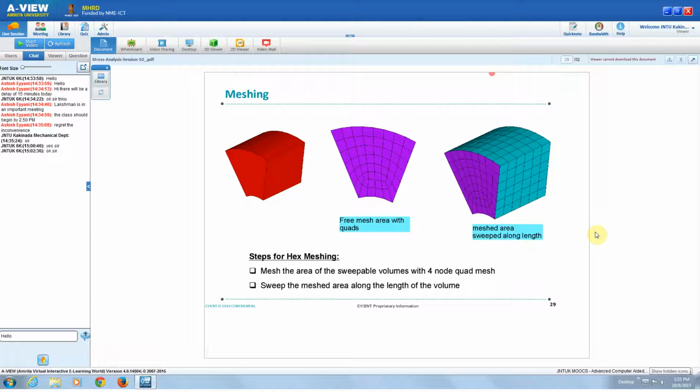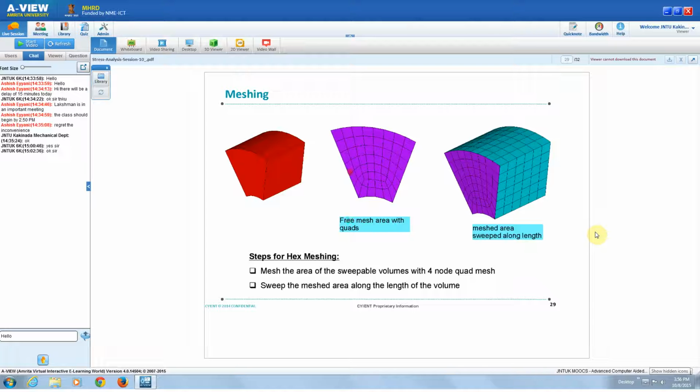Now coming to meshing, we have been discussing free mesh, mapped mesh, and tet mesh. What is the basic difference? Suppose I take a simple sector model and I want to mesh it. I want to put brick elements here. So there are two ways. One is we need to take the face. This is the face, and we'll put quad elements.